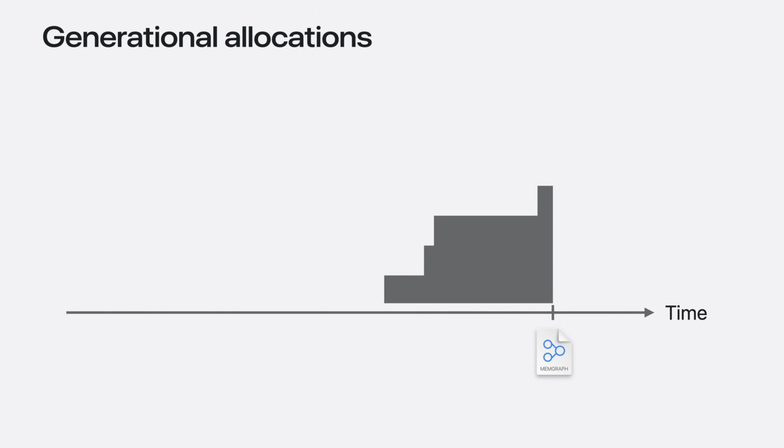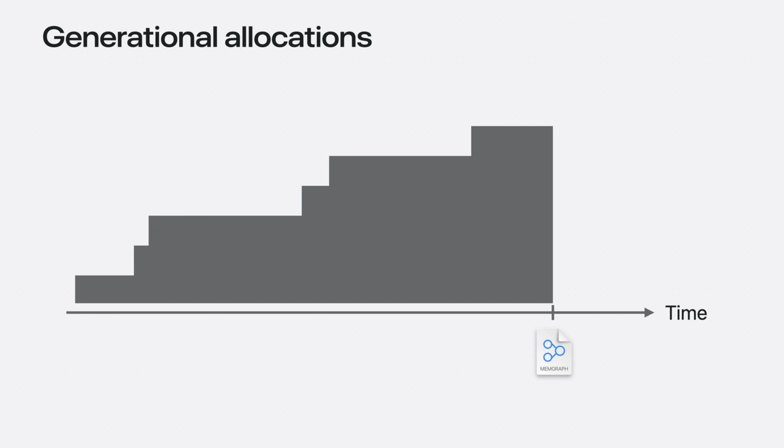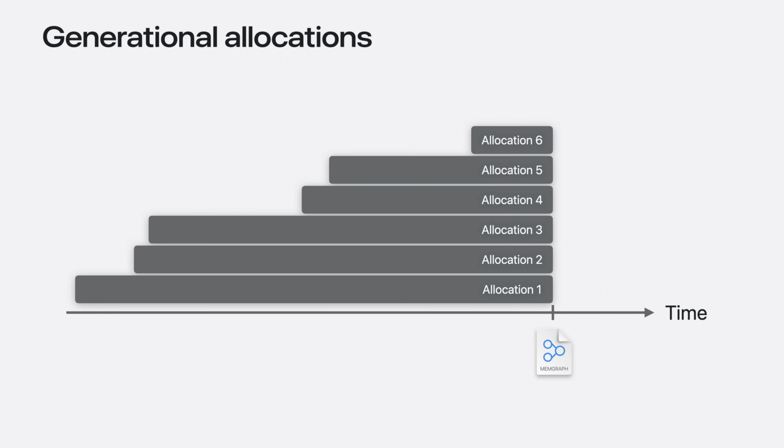I'll use my own memory graph to look into this persistent growth. Persistent memory is memory that doesn't get deallocated. Persistent growth generally looks something like this, with memory increasing over time. This growth is made up of multiple allocations.